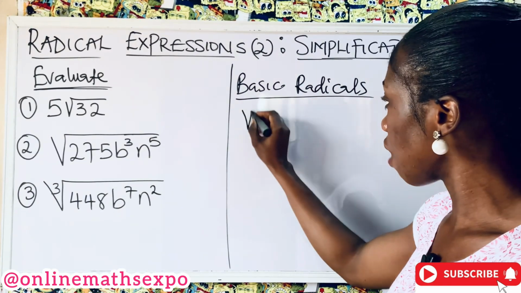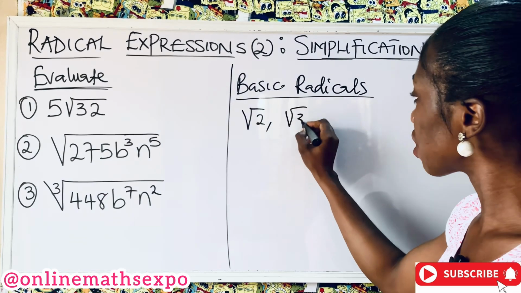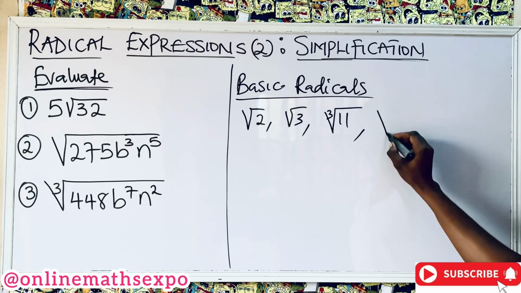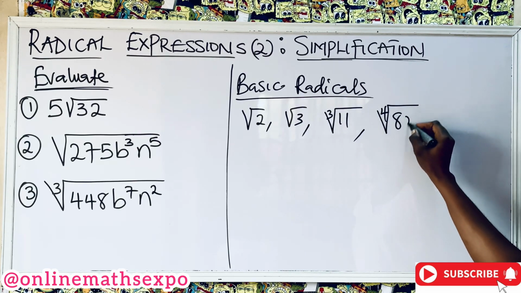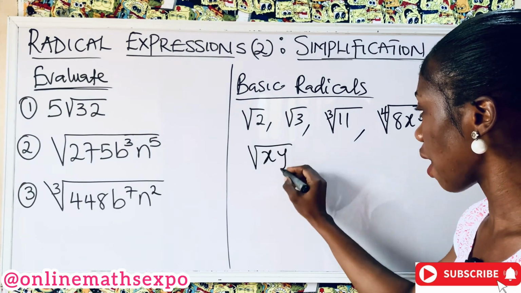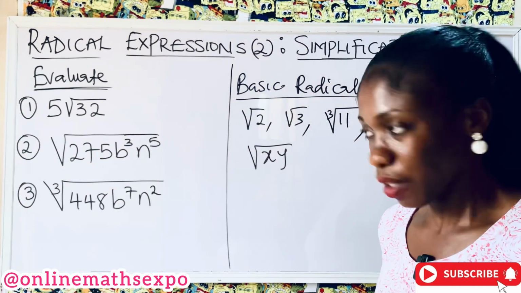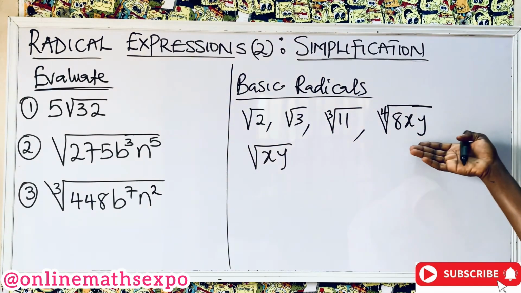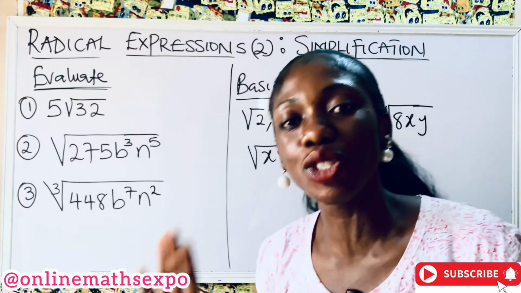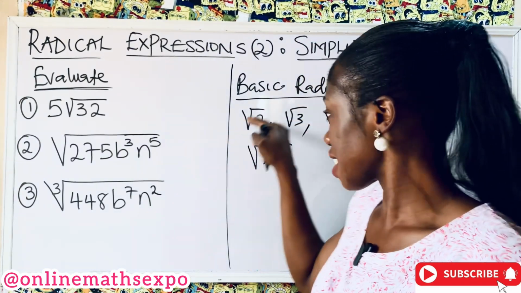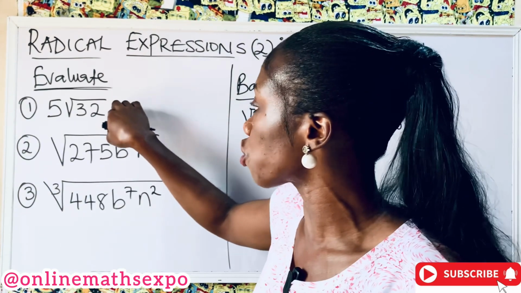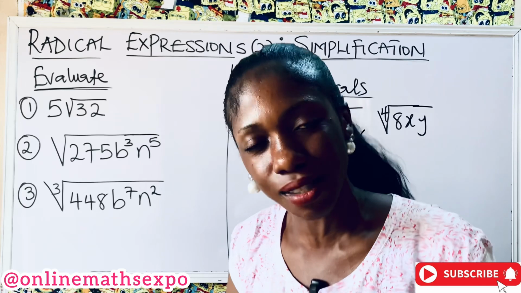You can have root 2, root 3, cube root of 11, you can have fourth root of 8xy, you can also have root of xy, and so many of them. So when you have expressions like this, they are already basic because they cannot be reduced anymore. So this is the simplest form. If you're asked to simplify, it means they want you to reduce it to the lowest form.